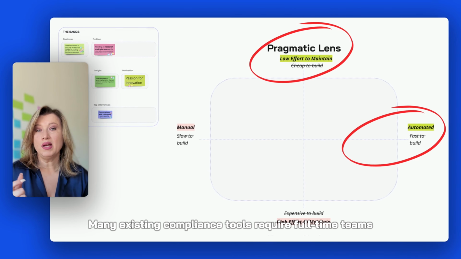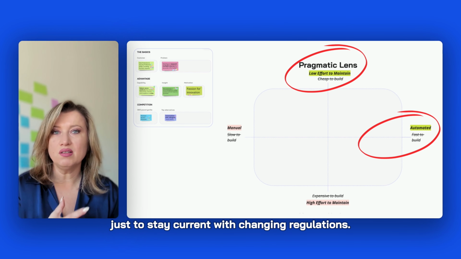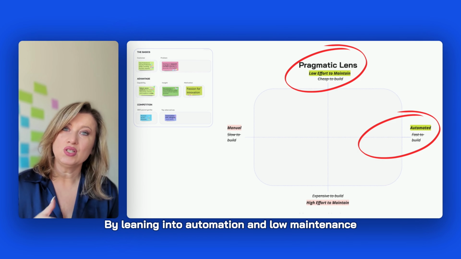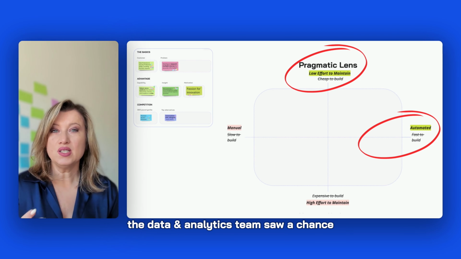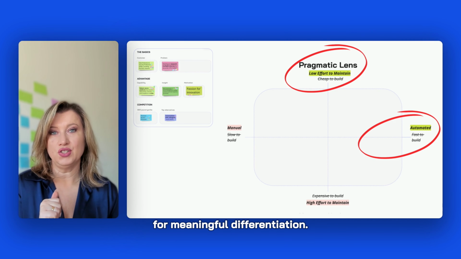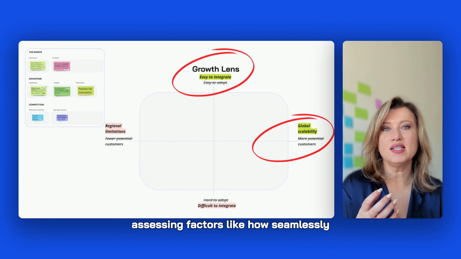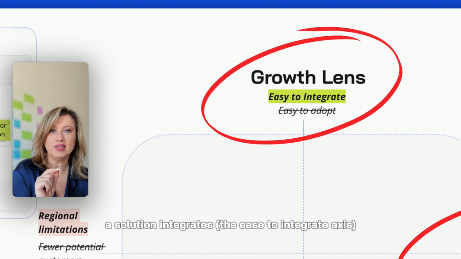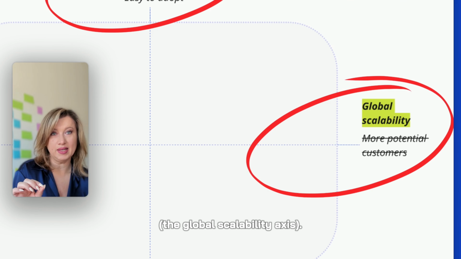Many existing compliance tools require full time teams just to stay current with changing regulations. By leaning into automation and low maintenance, the data analytics team saw a chance for meaningful differentiation. Then they applied the growth lens, assessing factors like how seamlessly a solution integrates, the easy to integrate axis, and its ability to scale globally, the global scalability axis.